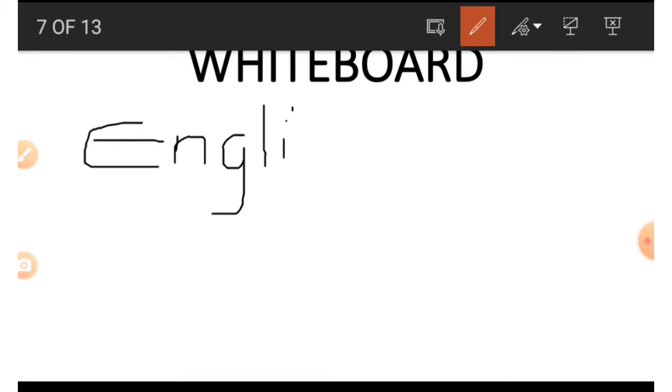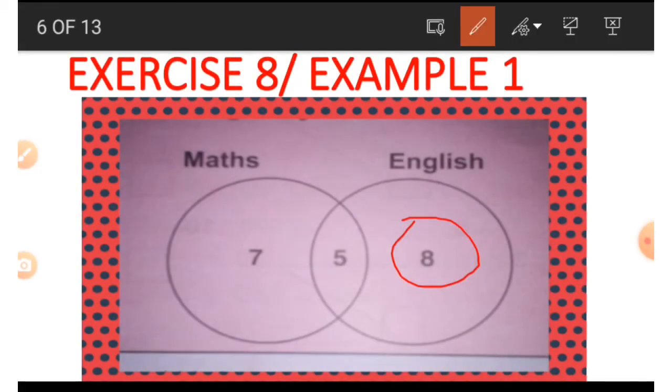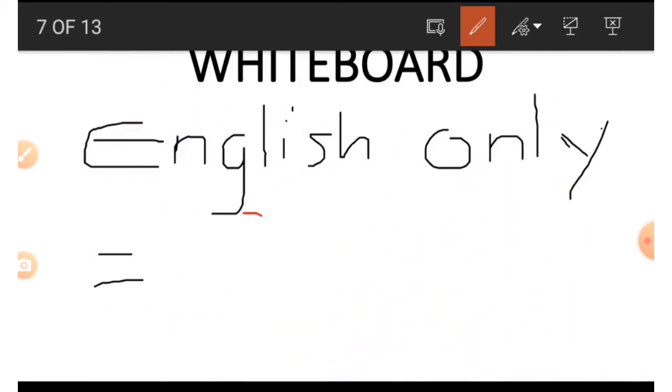Now also English. If we are asked how many pupils offer English only, what we did in mathematics is what we are also going to do in English. We look at how many people offer English only from the diagram. Let's go back to the picture. You can see 8 is the number. So you simply write down 8.